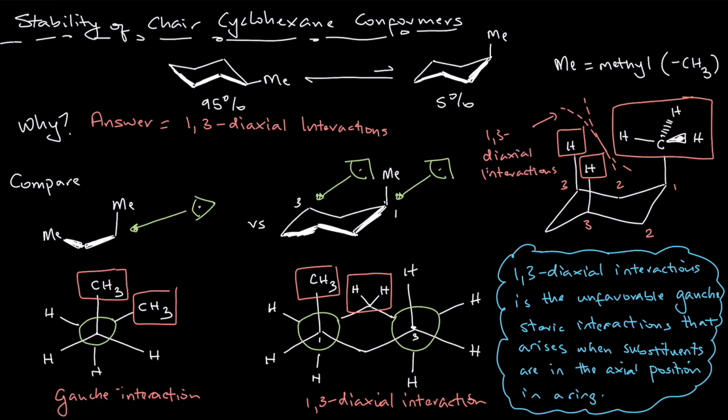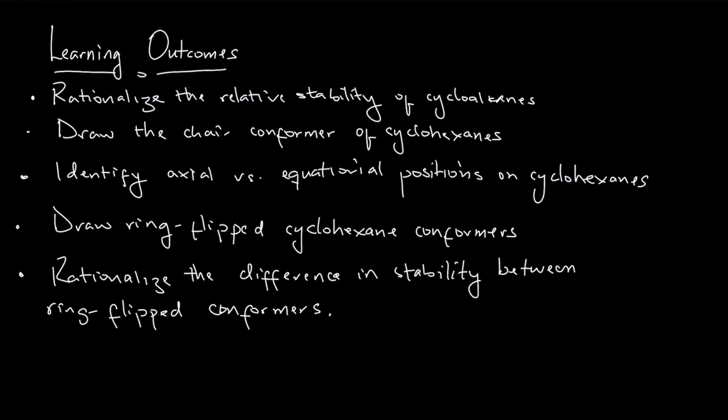Okay, so in this video, we've learned how to rationalize the relative stability of cycloalkanes, from cyclopropane all the way to cyclohexane. We've drawn the chair conformer of cyclohexanes. We've identified axial versus equatorial positions on cyclohexanes. We've drawn ring-flipped conformers of cyclohexanes, and we've actually been able to use some old interactions that we've learned to rationalize the difference in stability between ring-flipped conformers of cyclohexanes.